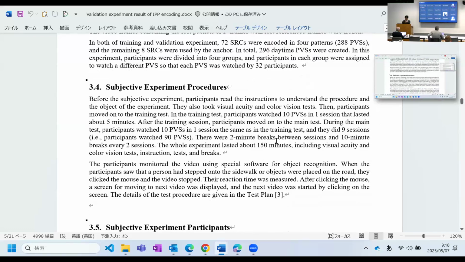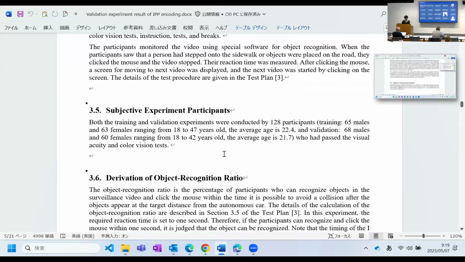This is the subjective experiment procedure, and the details of the test procedure are the same as in the test plan and the previous validation set. In summary, the participants monitored the video using software for object recognition. When the participants saw that a person had stepped out onto the sidewalk, they clicked the mouse and the video stopped, and their reaction time was measured. In this experiment, the object recognition ratio is the percentage of participants who can recognize objects in the surveillance video and click the mouse within the time it is possible to avoid a collision after the object appears. There were 128 participants in the subjective experiment.